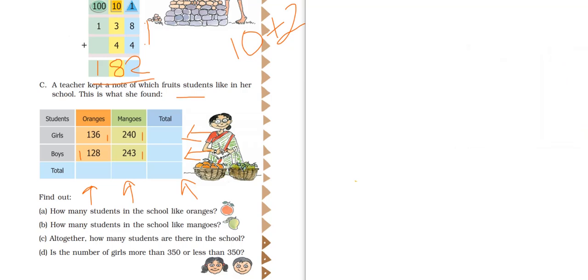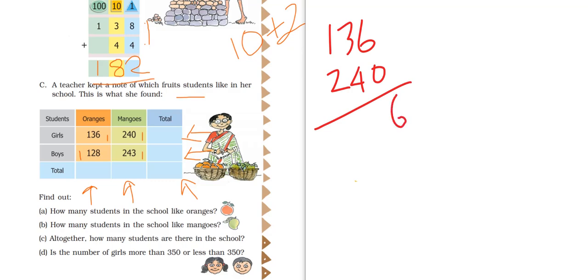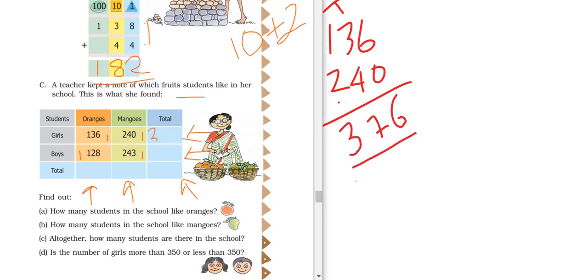Okay, let's add up the total number of girls. You have 136 and 240. Let's add up the ones. 6 ones and 0 ones is 6 ones. 3 tens and 4 tens is a total of 7 tens. You have 200 and 100, a total of 300. You have 376 girls in all.